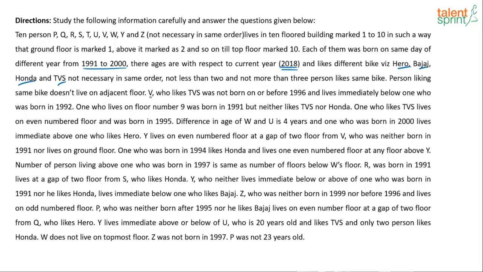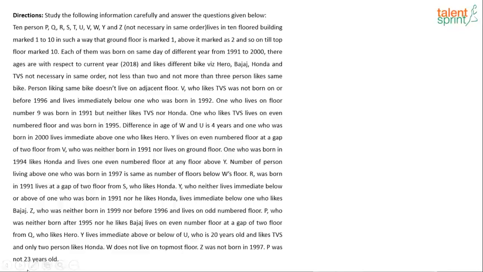And from here onwards we've got clues. V, who likes TVS, was not born on or before 1996 and lives immediately below the one who was born in 1992, and so on. So let's get started. I think I need to create some space first of all. The only risk I see here, of course, is that in the exam I would not touch it. The best solution for this question in the exam is to skip it. Just skip and move to the next one. That's the best way to crack this question, I would say.